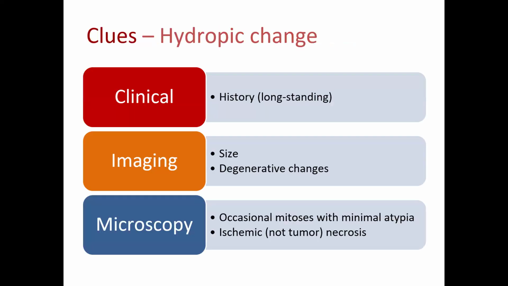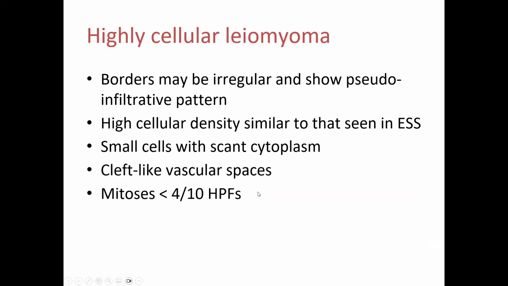So the clues in this particular case would be the history. Typically, this is a long-standing tumor. Imaging, they will tell you that the size is large. They will tell you that there are degenerative changes. Microscopically, as I said, you may find increased mitosis, and you may find some areas of water, hydropic degeneration. But the one thing you will not see is tumor type necrosis.